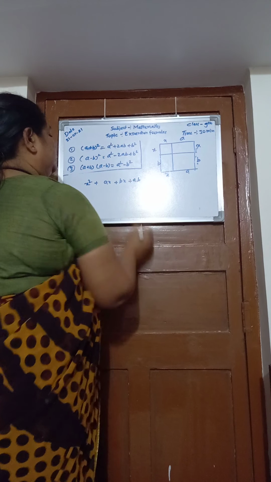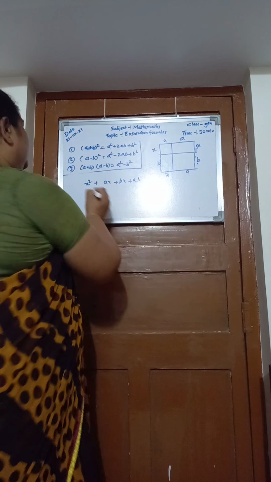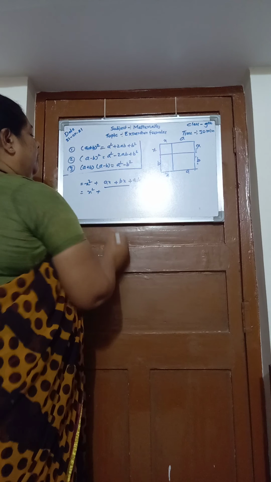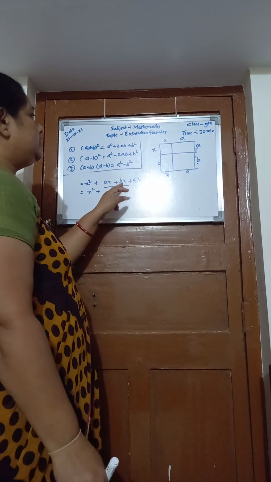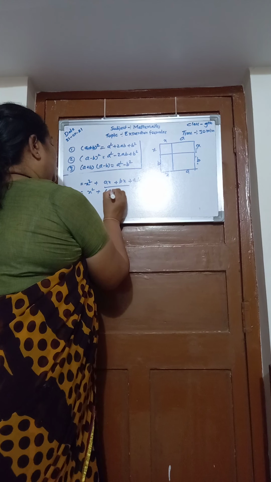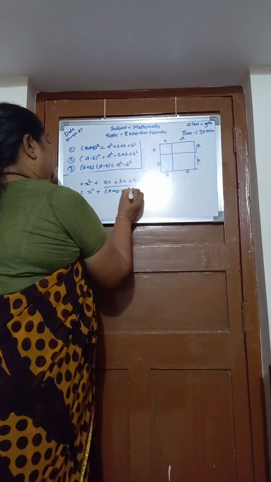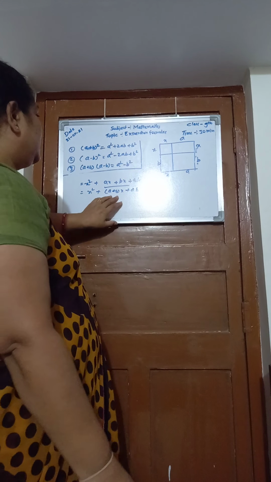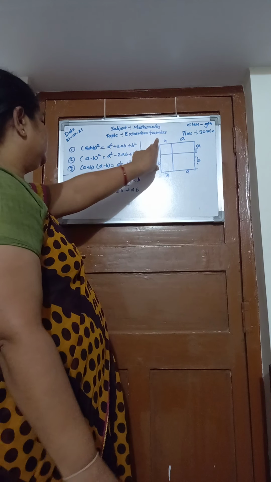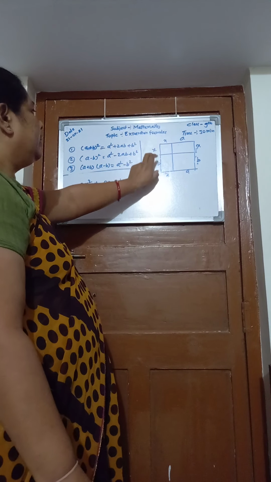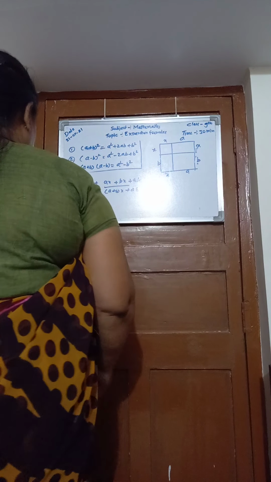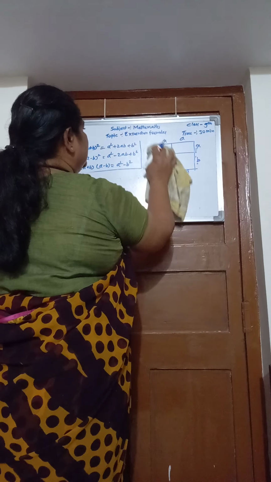Then we have to solve this. x square, and we can take x common from these terms. Then taking x common, we get x square plus (a plus b) x plus ab. This is the formula to calculate the area of this square. Then we have to solve some examples.